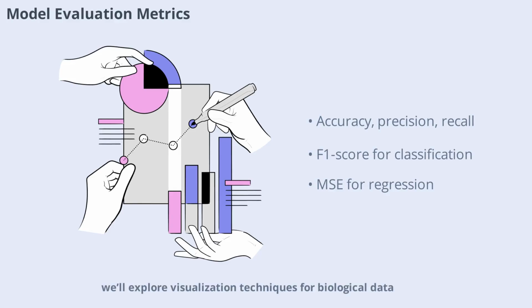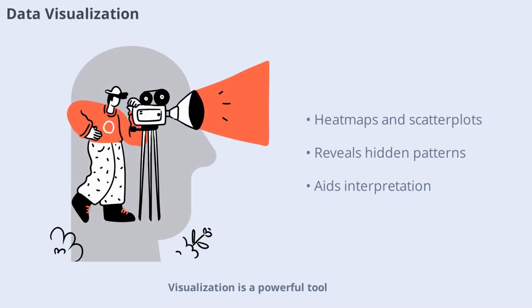Next, we'll explore visualization techniques for biological data. Visualization is a powerful tool for understanding and communicating biological data. Techniques like heat maps, scatterplots, and network diagrams reveal patterns and relationships that might be missed in raw numbers. Effective visualization helps researchers interpret results and share findings with others. For example, a heat map can display gene expression across multiple samples, highlighting clusters and trends.